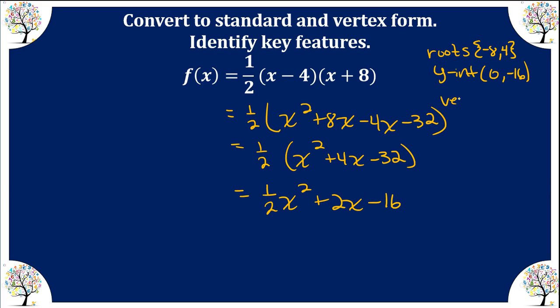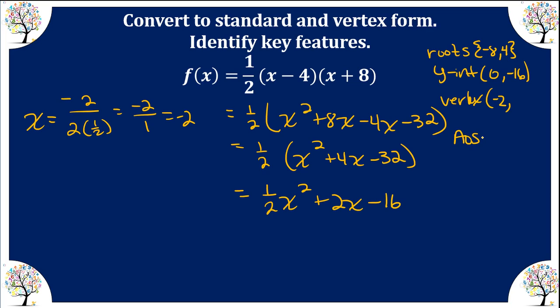So the vertex: we take x equals -b over 2a. This gives us -2 over 1, which is -2. So we can go ahead and write the AOS, and it's x equals -2. Now we're going to take this value of -2, this is the x value, so we're going to plug it in everywhere we see an x.